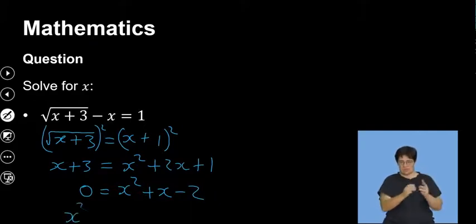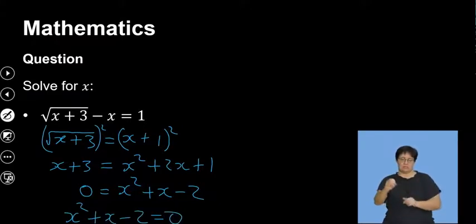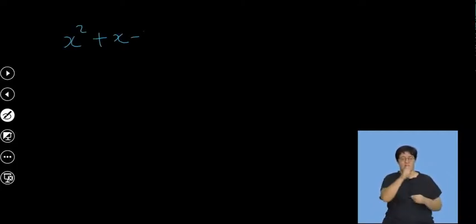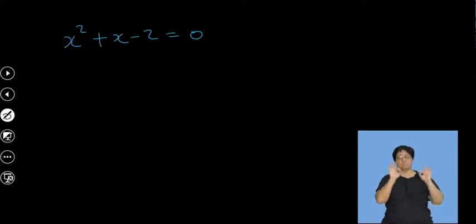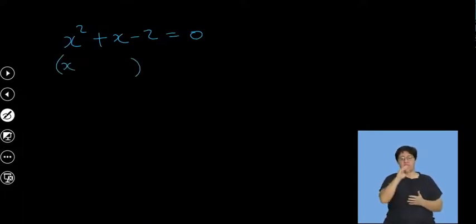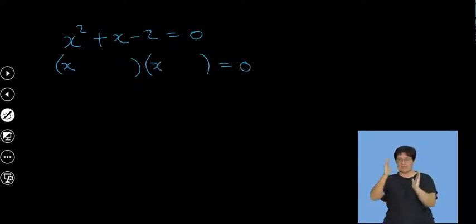And then I will just write this in standard form for you. So it will be x squared plus x minus 2 equal to 0, because that's really how we are used to it. So at the moment I have x squared plus x minus 2 equal to 0. Let me just verify quickly. Yes. And then to factorize this, it will be x, x equal to 0. The x and x, the 2 there must be 2 and 1.